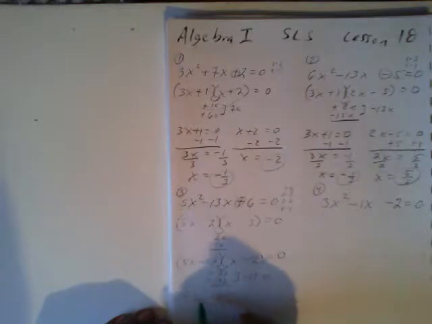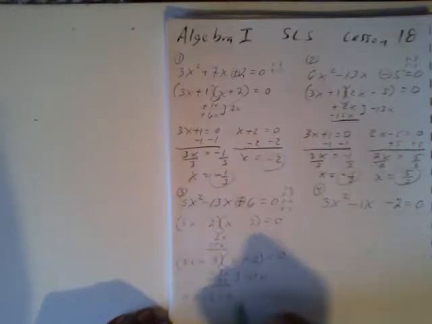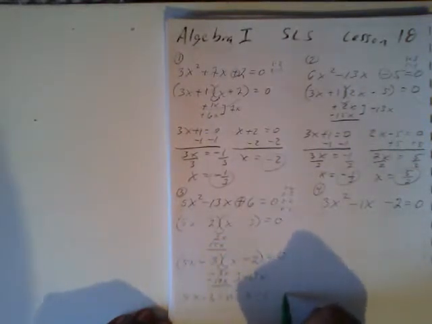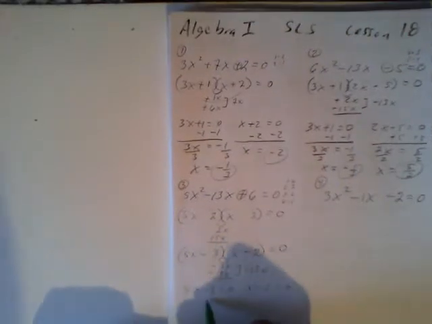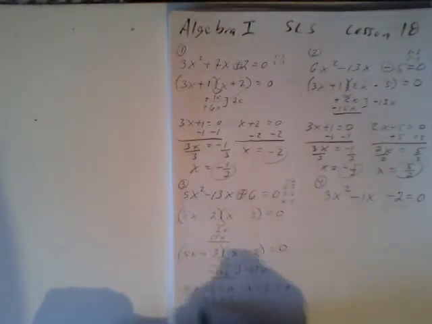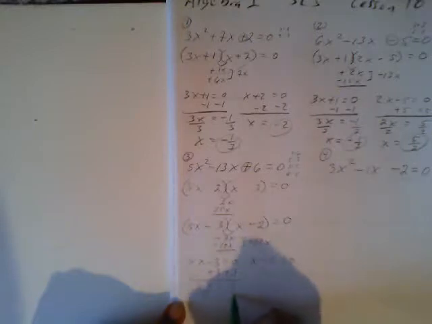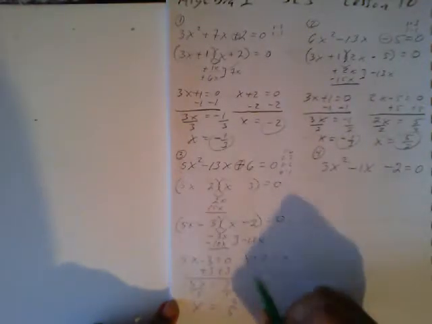So I'll set both factors equal to 0 and solve for x. So we'll have 5x minus 3 equals 0. Add 3 to both sides, and we get 5x equals 3. And divide by 5, we end up getting x equals 3/5. Here, I want to add 2 to both sides, and my solution becomes x equals 2.